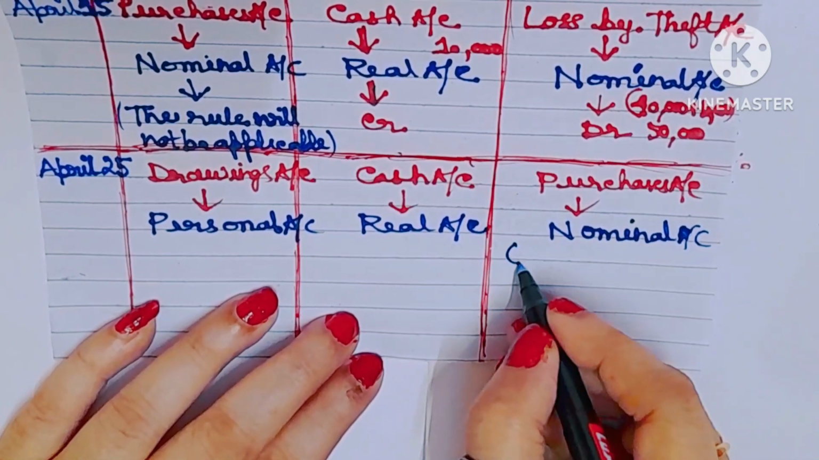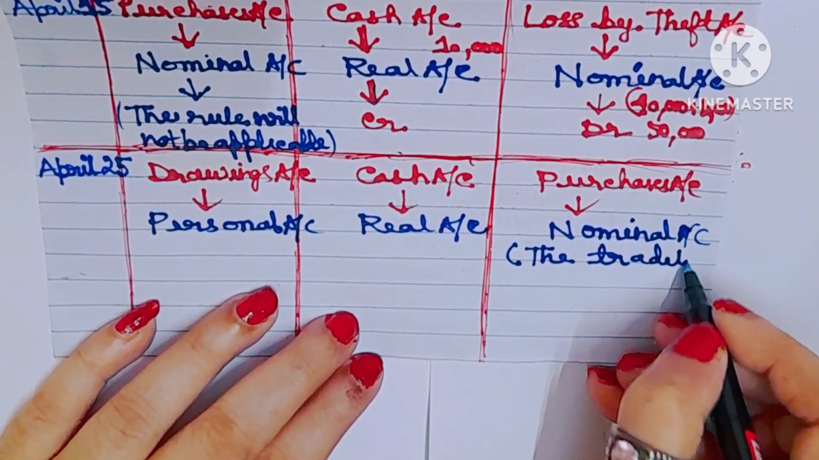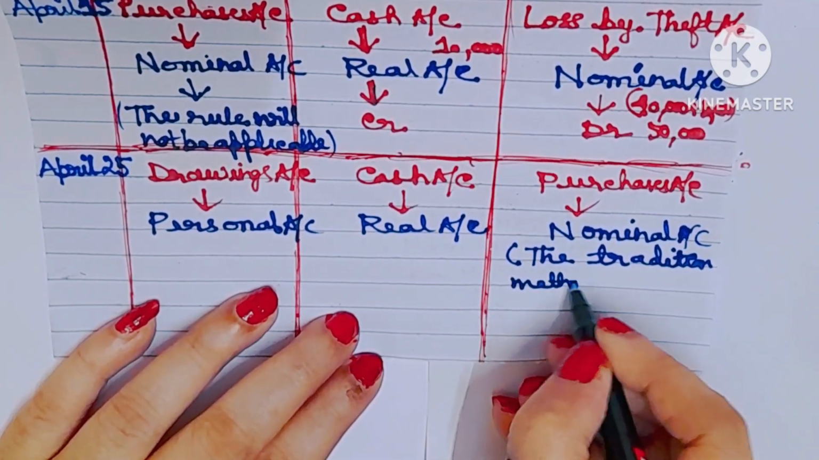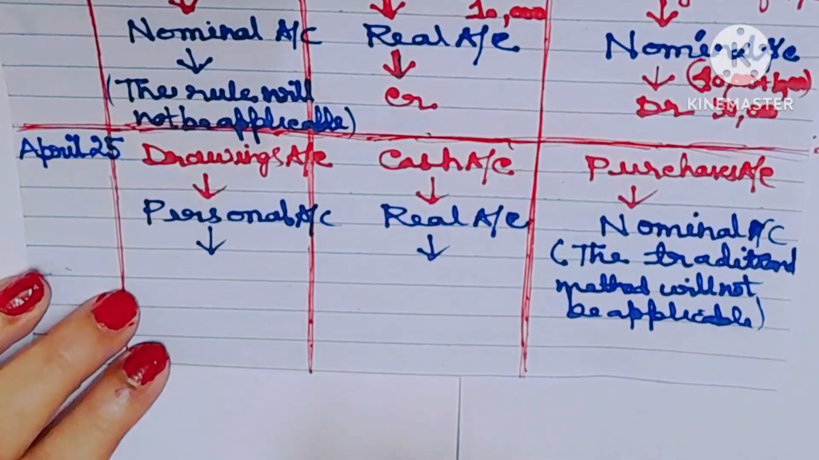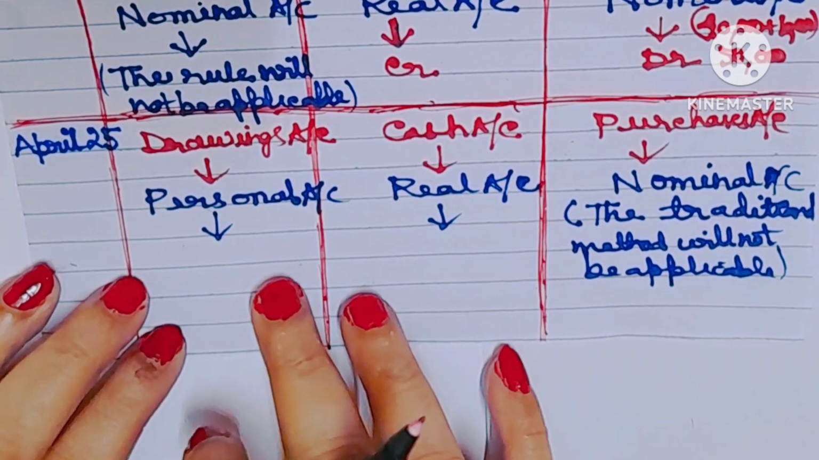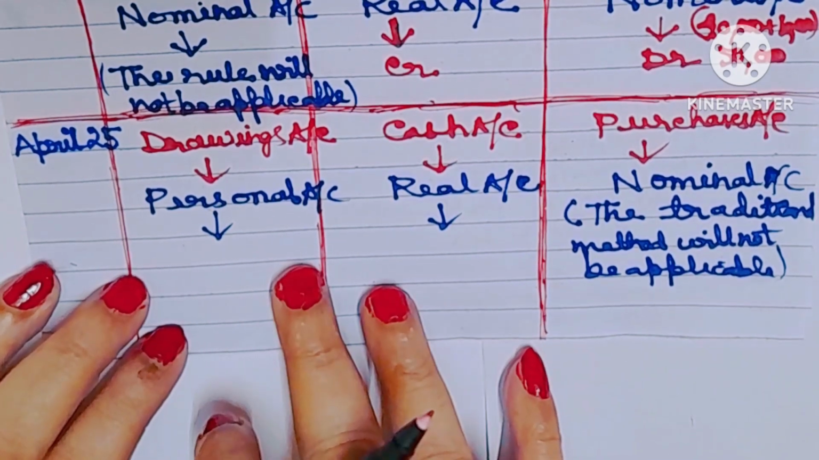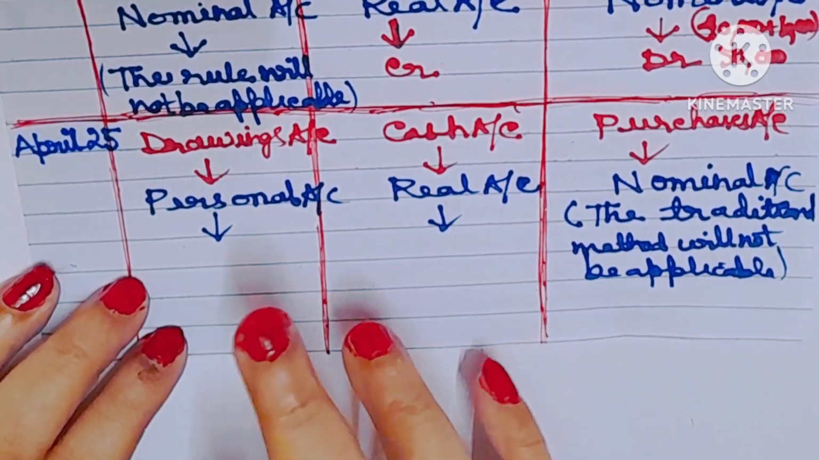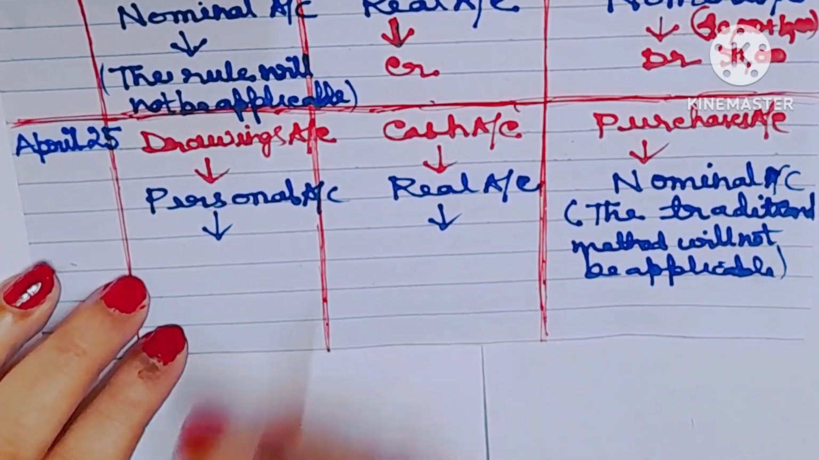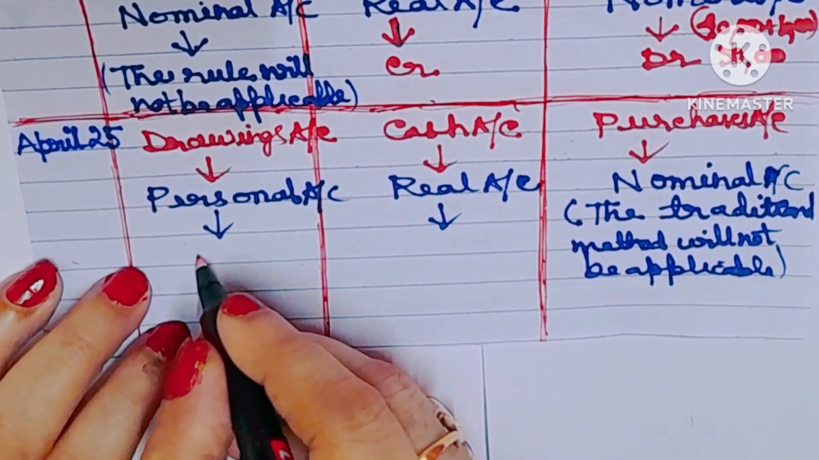But here also, the traditional method will not be applicable. The same reason, I'll explain it in short also. Traditional method will not be applicable. So let's analyze drawings account first. Here when Mamuni withdrew cash and goods for her personal use, she is the receiver of cash as well as goods. And since drawings account comes under personal account, according to the rule of personal account, the receiver of the benefit is debit. So drawings account should be debit.